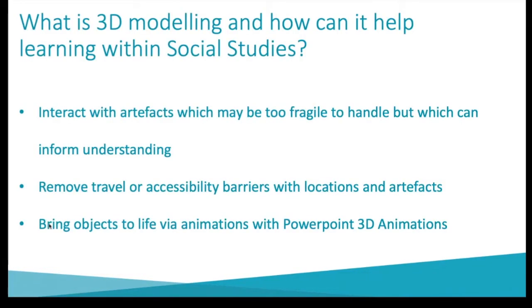So why are we looking at using it within social studies? As I mentioned at the start, using 3D models of items allows us to interact with artefacts that might be too fragile for us to handle. So if we think about a Roman shoe from hundreds of years ago, it's too delicate, too expensive for us to touch in a classroom environment. It might be damaged. So we can create a model of it, we can print off that model, or we can interact with it online, and that allows us to have an understanding.